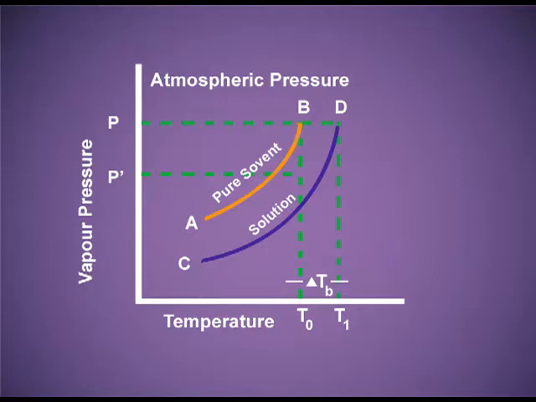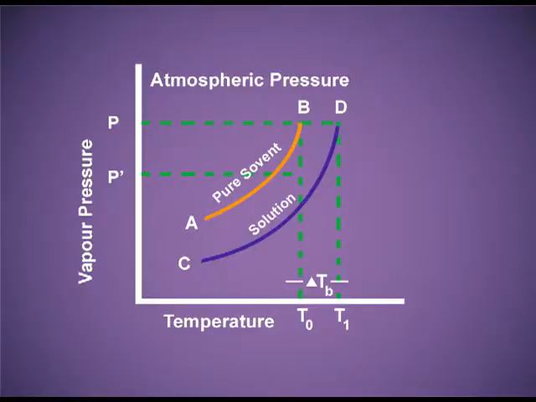Now, from the graph you can see that T naught B is the boiling point of pure water, because at T naught B, the vapor pressure is equal to atmospheric pressure. Just see the point B. And at this temperature, the pure solvent will boil. But in the case of the curve CD, that is the curve for the solution, at the temperature T naught B, the vapor pressure is very much less than the atmospheric pressure. So, the solution will not boil.